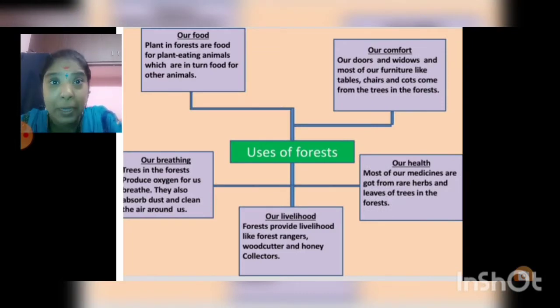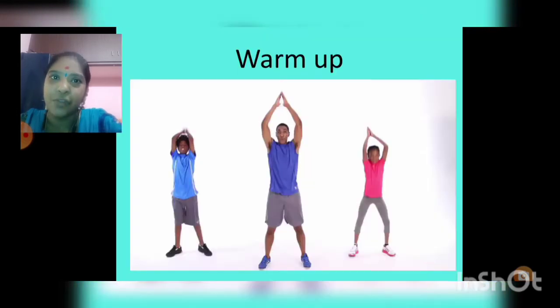For what purpose is the forest useful to us? The forest is useful to us in the form of food, for our comfort, for breathing, for living, for work, and for health, as medicine. For all these things, the forest is useful to us. So these are the uses of forest which you learnt in your last video.